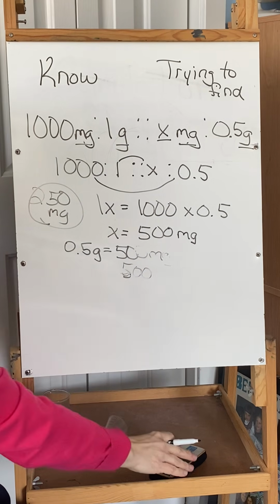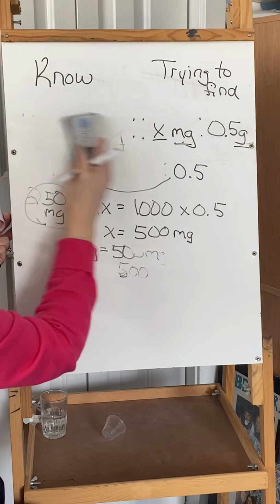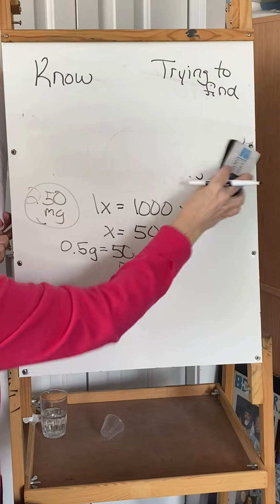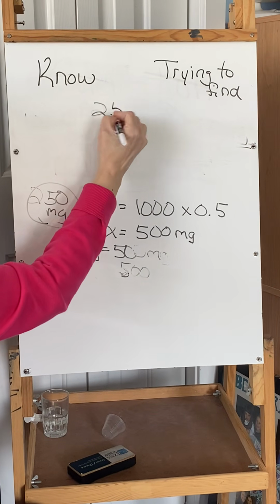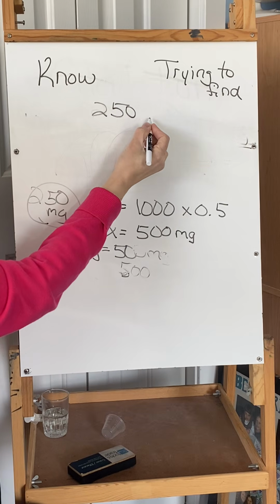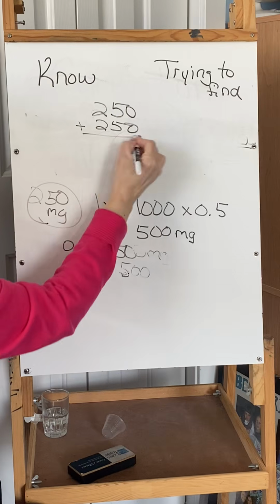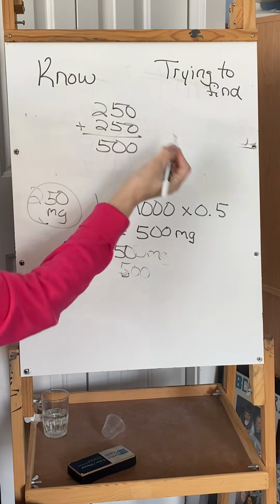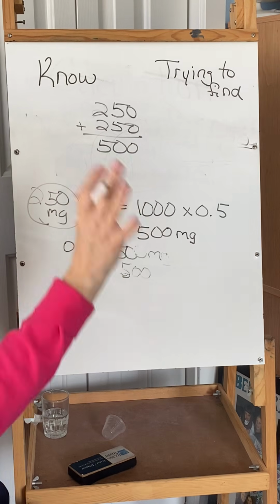And the easiest way to do that, you know that 250 milligrams is one capsule. A second capsule gives you your 500. Therefore, you're going to give 2 capsules. That's it. That's all you have to do.